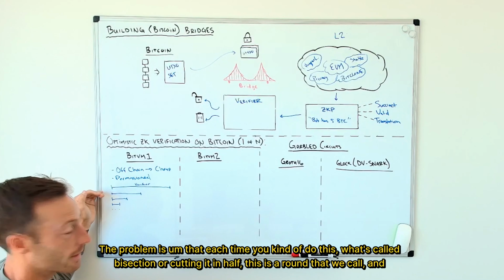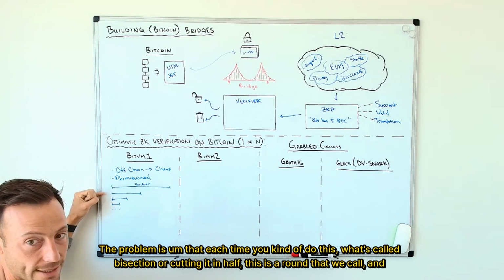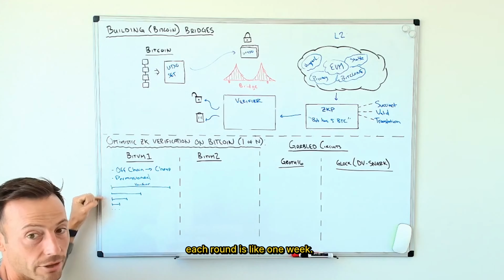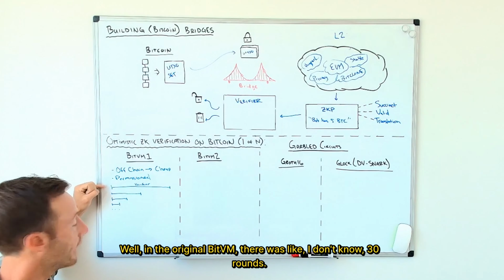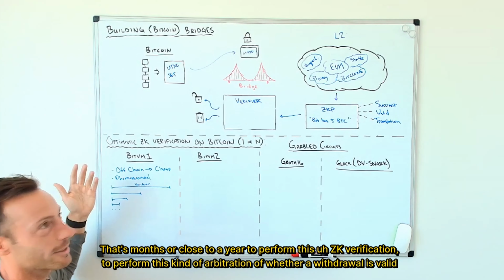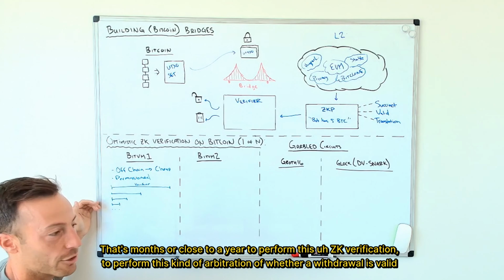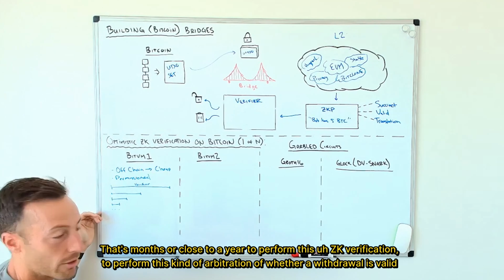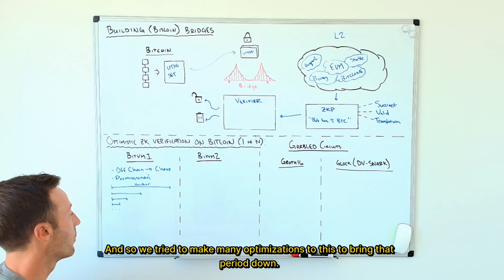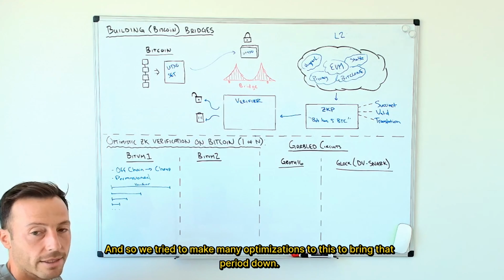The problem is that each time you do this, what's called bisection, or cutting it in half, this is a round, and each round is like 1 week. Well, in the original BitVM, there were like, I don't know, 30 rounds. That's months or close to a year to perform this ZK verification, to perform this kind of arbitration of whether a withdrawal is valid or not. And so we tried to make many optimizations to bring that period down.